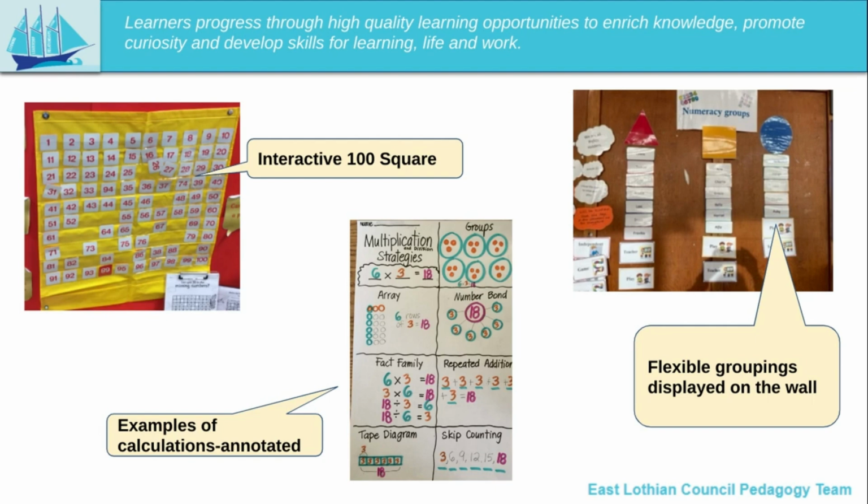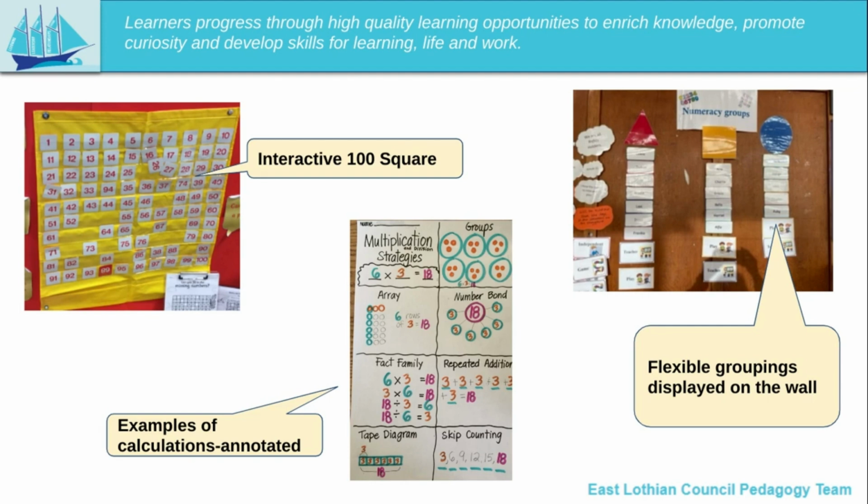When children's names are stuck on individually, it means they can be moved easily and the groupings can be flexible. But when they're typed up and displayed, then they appear to be more fixed. And we want children to know that they are not stuck within a group. We want children to know that they will have opportunities to work with peers and mixed ability groups so that they can learn from each other.